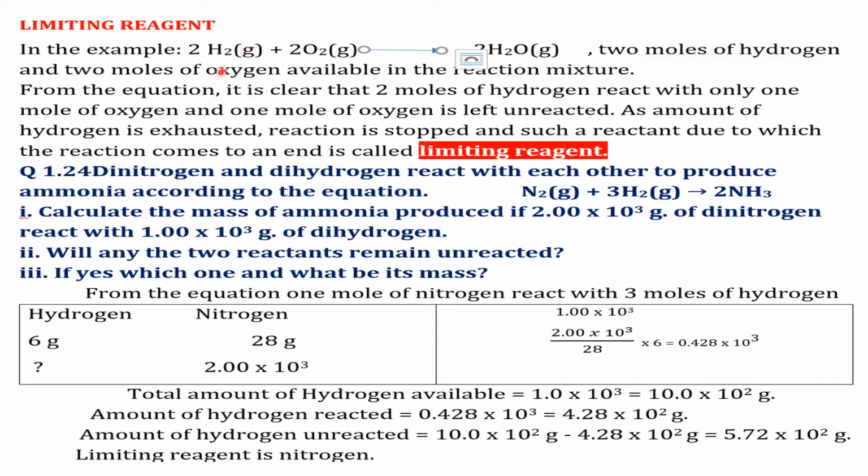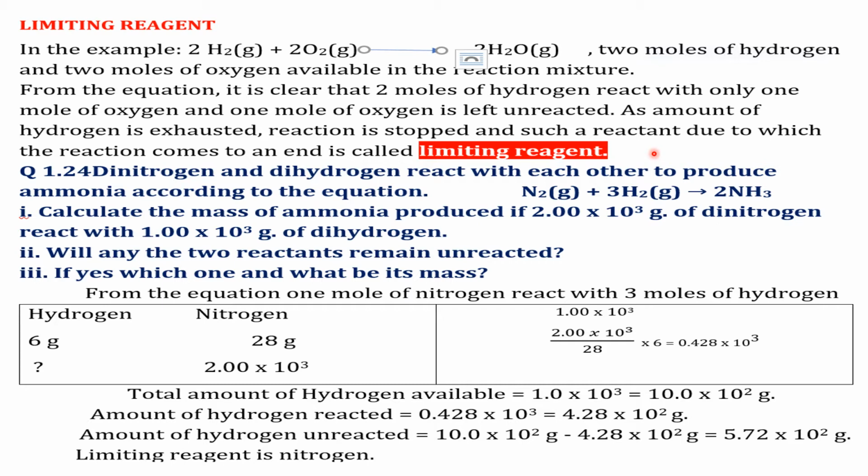Because the 2 moles of hydrogen are exhausted, the reaction comes to an end. Therefore, some of the oxygen is left unreacted. As the hydrogen is exhausted, the reaction is stopped, and such a reactant due to which the reaction comes to an end is called the limiting reagent. The limiting reagent need not be the same in all reactions.